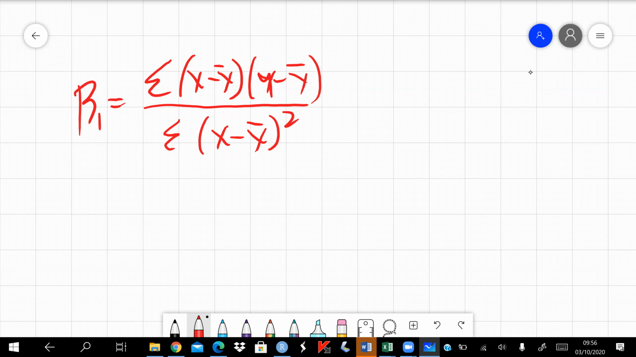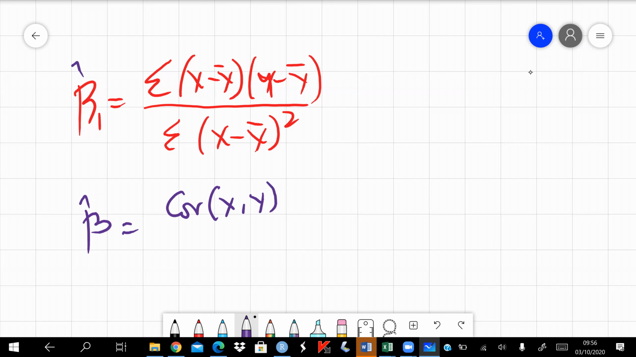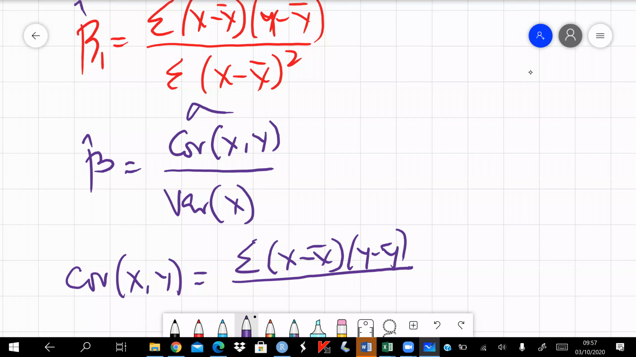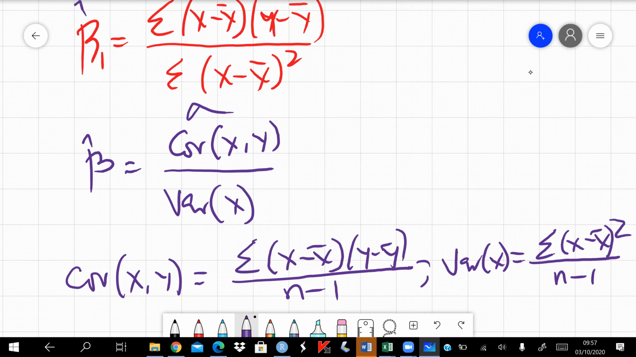Let me repeat a bit of what I've said: we can also write beta 1, these are estimates, as equal to the covariance of x and y, which is an estimate of the same, divided by the variance of x. Because we know that the covariance of xy is given by the summation of x minus x bar multiplied by y minus y bar divided by n minus 1. And the variance of x is given by the summation of x minus x bar squared divided by n minus 1. So this is what gives out that formula.